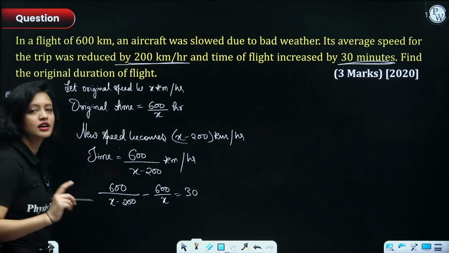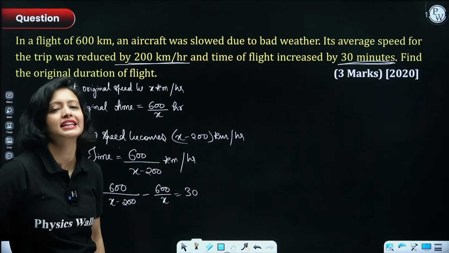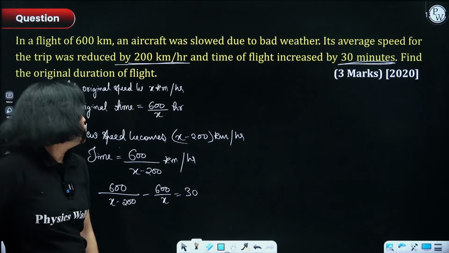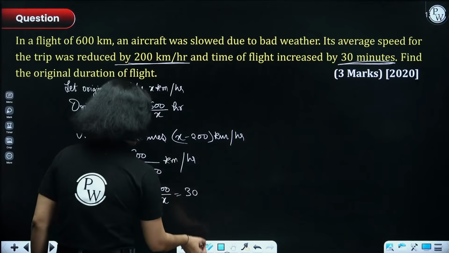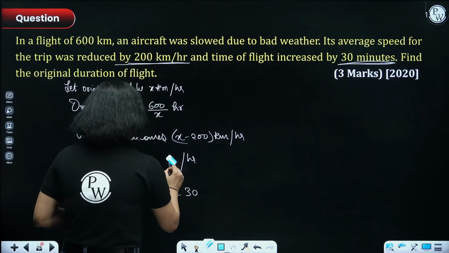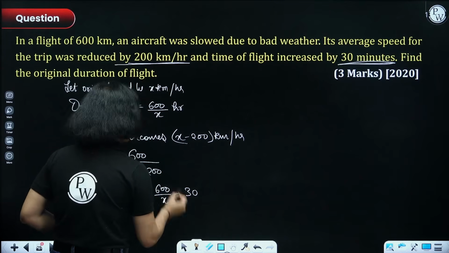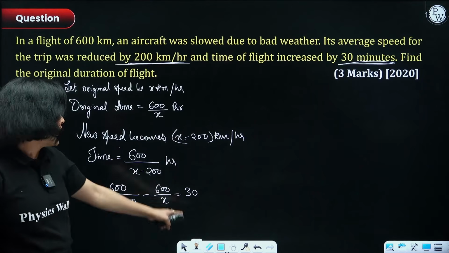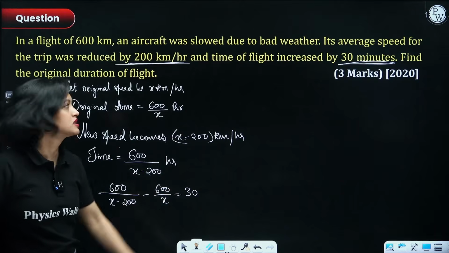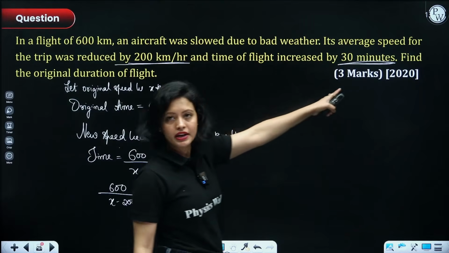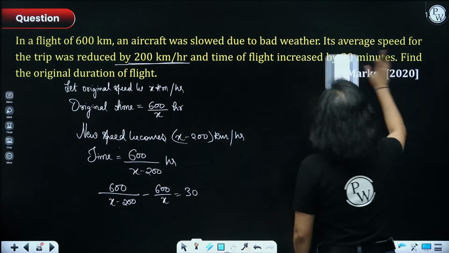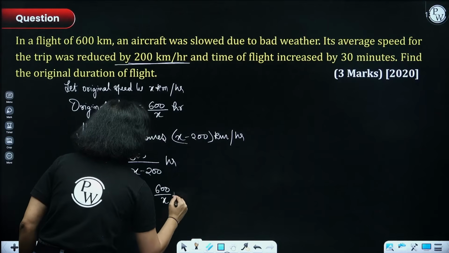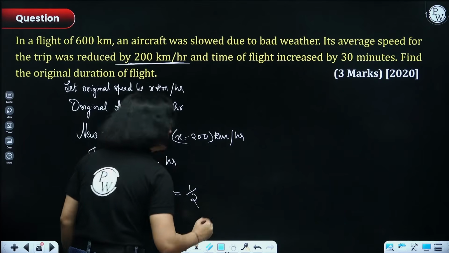Now, there's the first mistake that a lot of people might make. What is the mistake here, everyone? Notice that both the times are in hours, but this 30 is in minutes. Can you see 30 minutes? So you cannot write 30 minutes here. You'll have to convert it into hours. So please convert 30 minutes into hours.